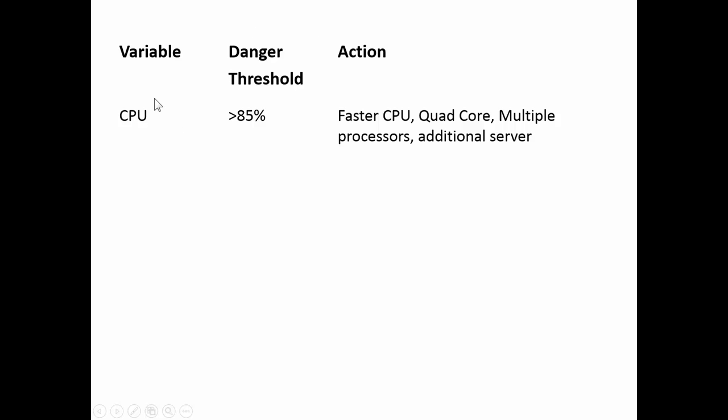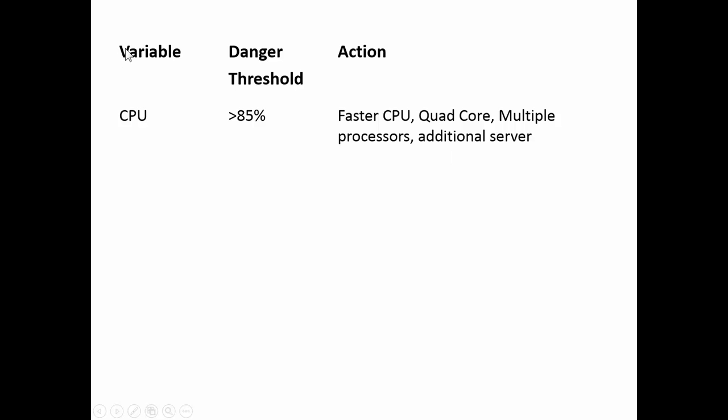So the first key variable would be CPU utilization. And the danger threshold would be if CPU utilization is greater than 85%, and I don't mean it occasionally hits 85%, I mean it's at 85% all day long. If CPU utilization is greater than 85%, well, that's a problem. So then what we should do is take action. It might be to get a faster CPU, or to get a quad-core CPU, or to get a motherboard which has multiple quad-core CPUs, or even to get an additional server and to move several of the programs off of one server to our new server.